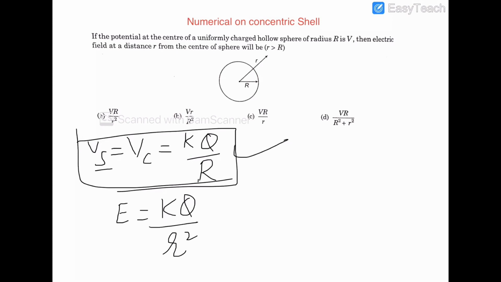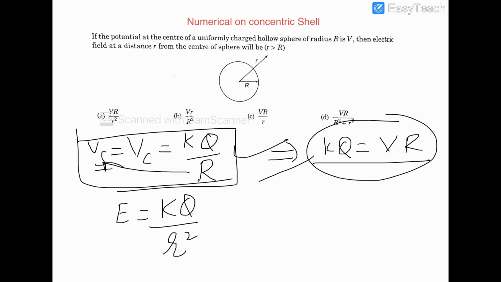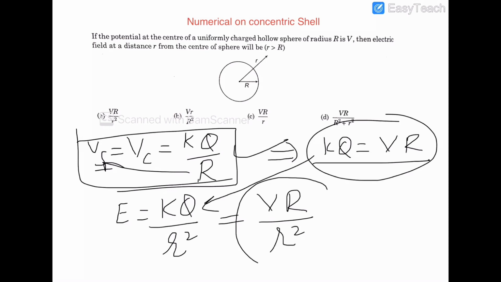Now from the above equation we can say that KQ is equal to V into R. This R will get multiplied over here, so we will be getting KQ is equal to VR. So we can replace this value of KQ by VR. So what we will be left with is VR over R square. So electric field is equal to VR by R square.